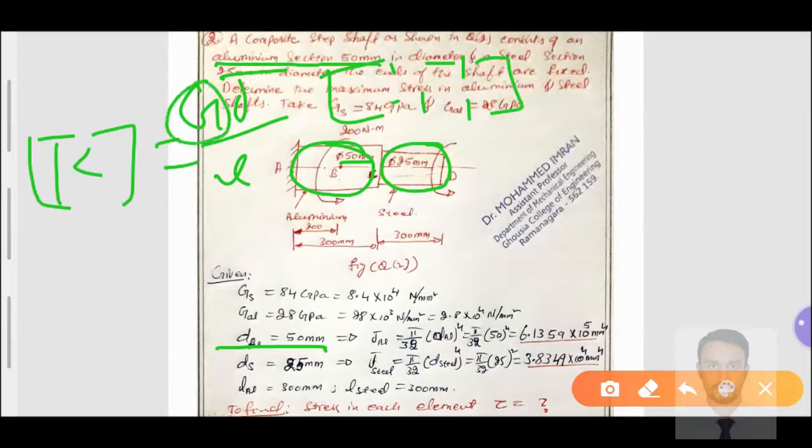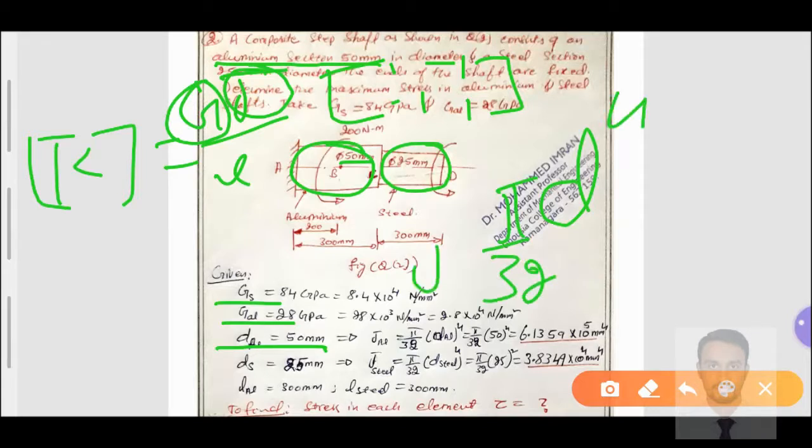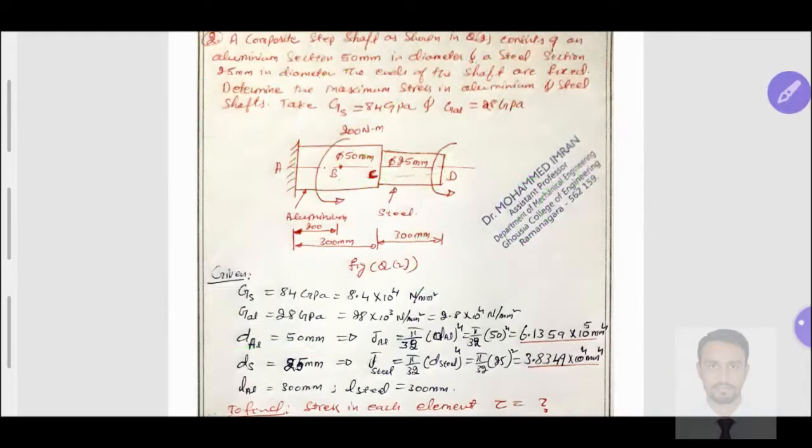So we have this value here as a given. In the given statement we need to find out this value. We have the diameter. Using this diameter, pi by 32 d to the power 4 will give you the value of the polar moment of inertia. Length has been given here. To find this, we are utilizing the given data.